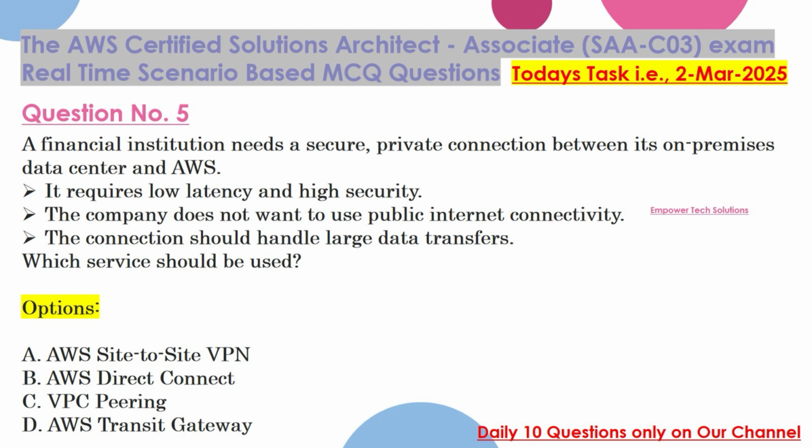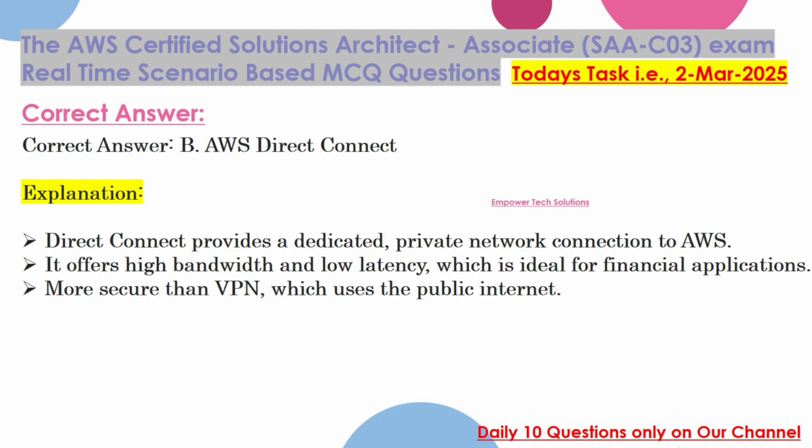Options: A. AWS Site-to-Site VPN. B. AWS Direct Connect. C. VPC peering. D. AWS Transit Gateway. Correct answer: B. AWS Direct Connect.